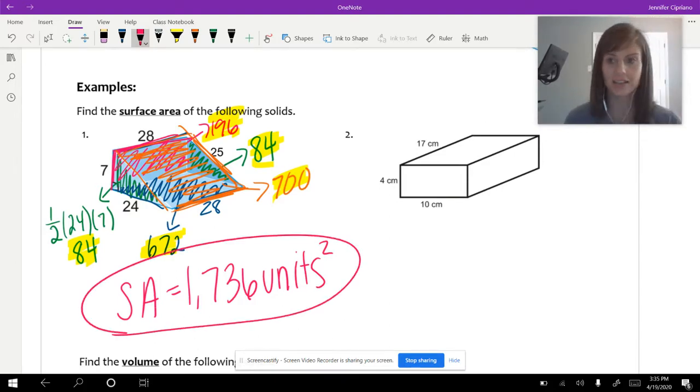So surface area definitely takes the most work, especially surface area of prisms, because you just have to find the areas of all of the pieces of the shape.